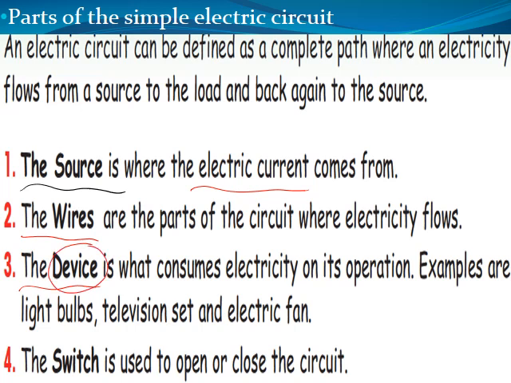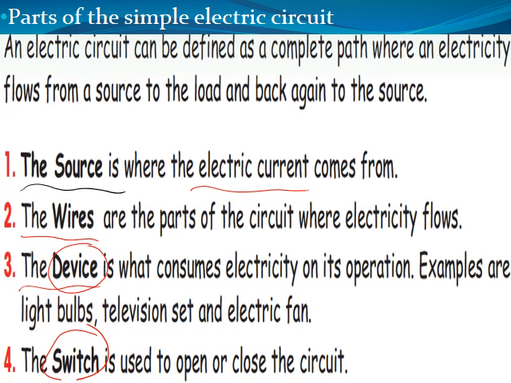Examples of devices: we have light bulb, television, refrigerator, electric fan, microwave, computer, camera, whatever operates on electricity, they are called devices. Number four, the switch. The switch is used to open or close the circuit. When it's open, no current can flow through the circuit. When it's closed, current can flow through the circuit.